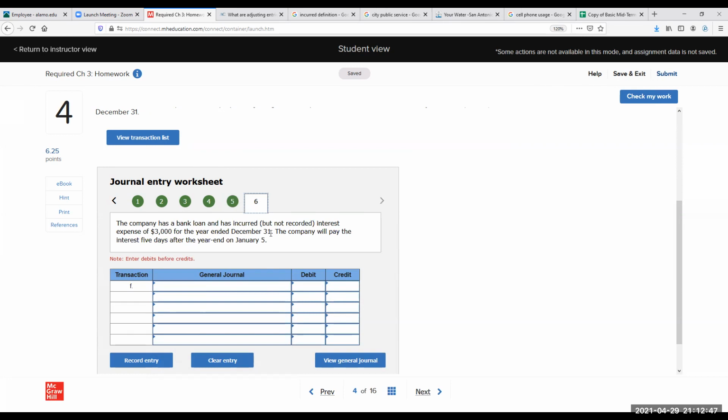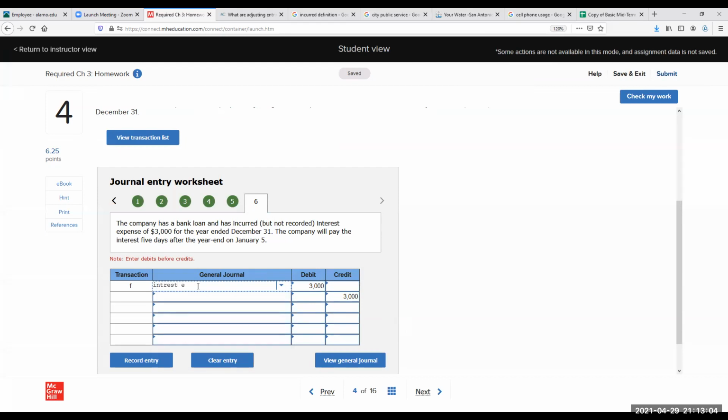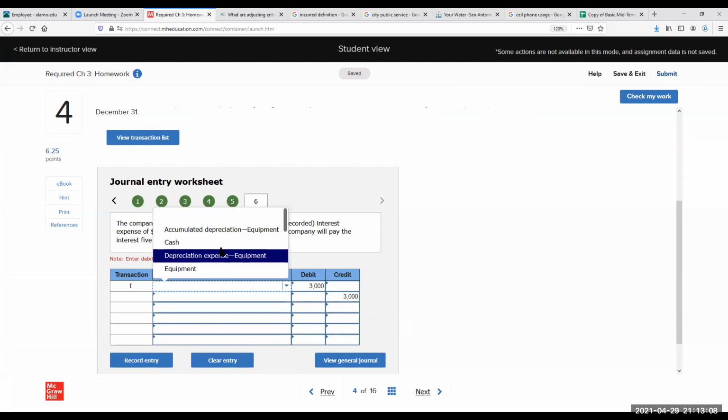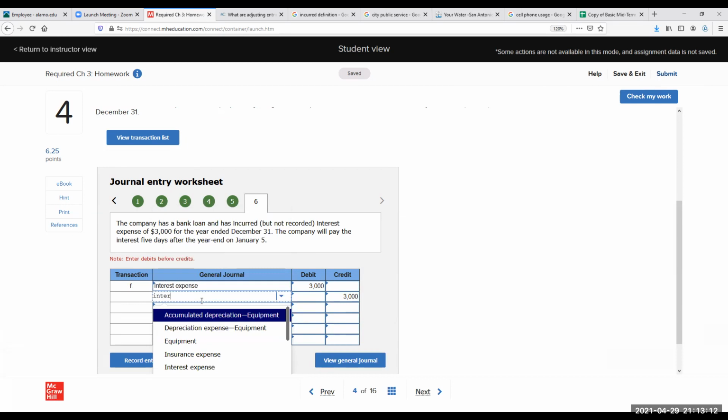The company has a bank loan and has incurred but not recorded interest expense of $3,000 for the year. You're going to pay it next year. But you have to tell the world that you owe $3,000. So interest expense. So you do the accrual. Interest expense, interest payable.